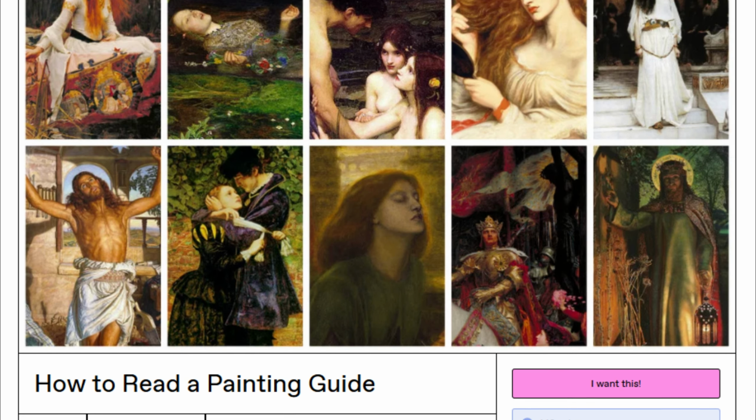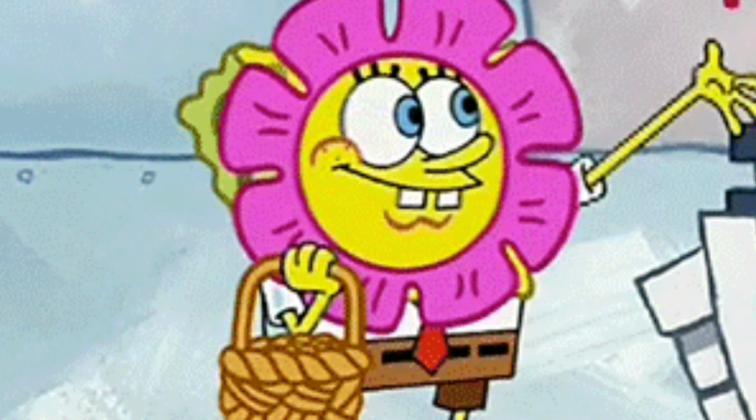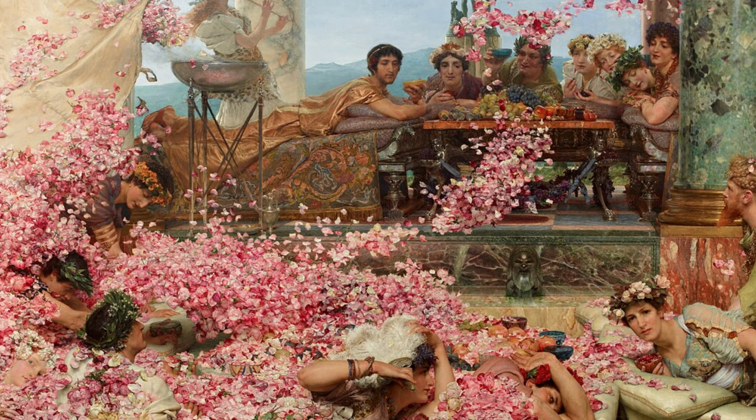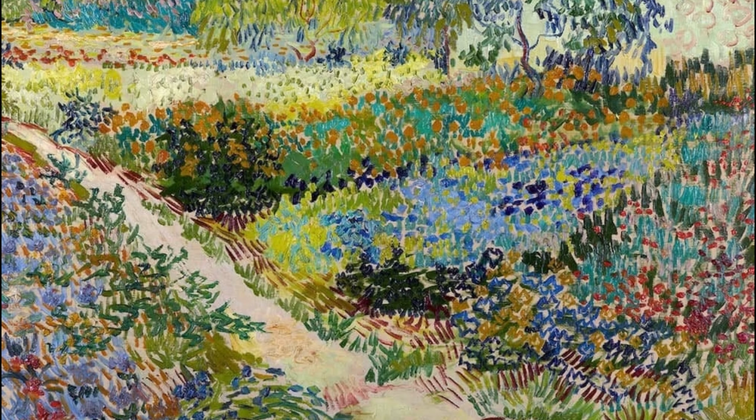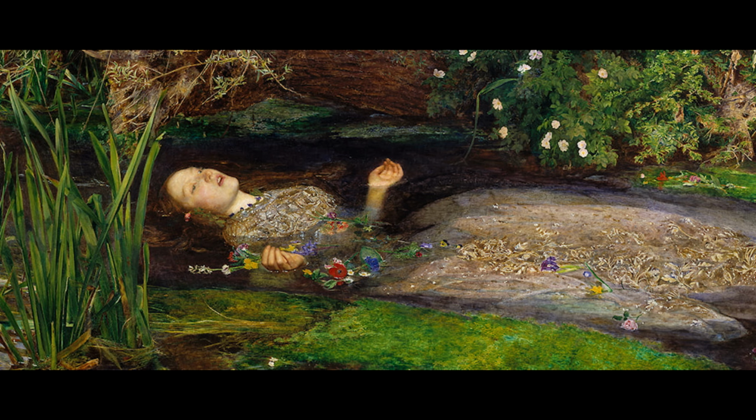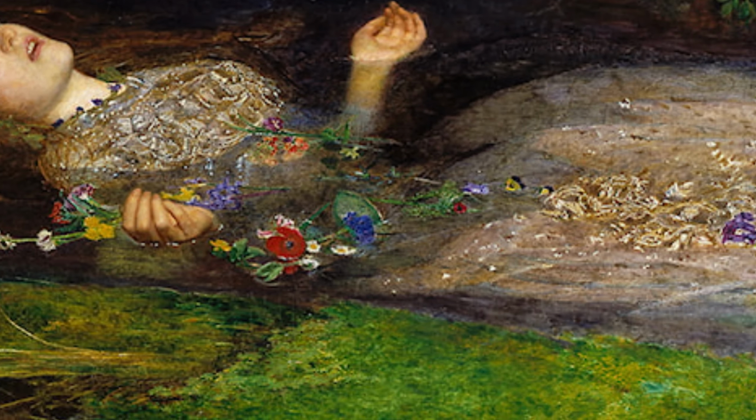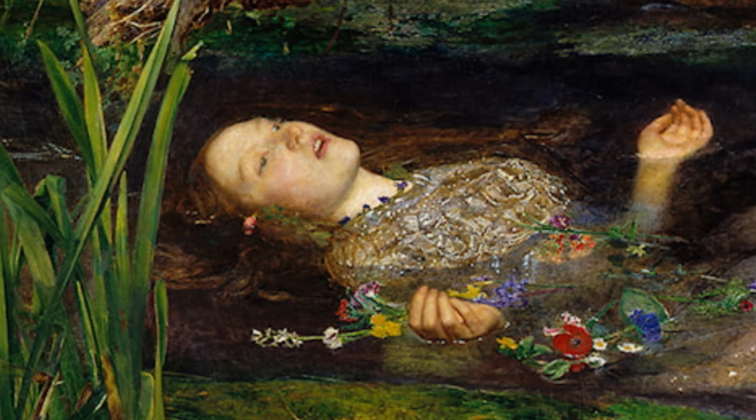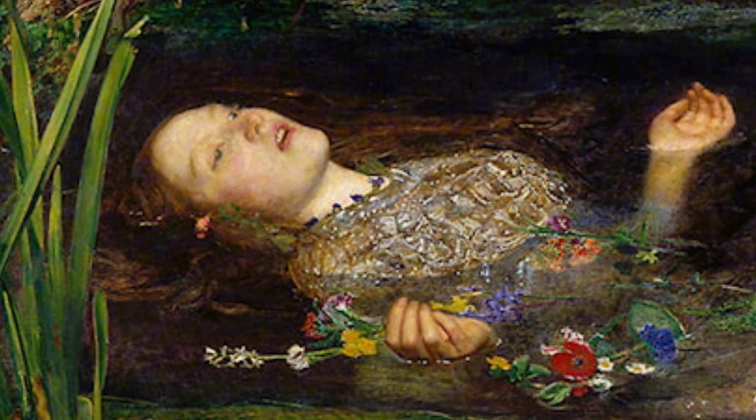One of the main ideas in the guide is that paintings often use symbols. For example, flowers. In many older paintings, flowers weren't just decoration. They often had specific meanings. A famous example is Ophelia. If you look closely, the flowers around Ophelia all have symbolic meanings. And once you know that, the painting tells a deeper story.